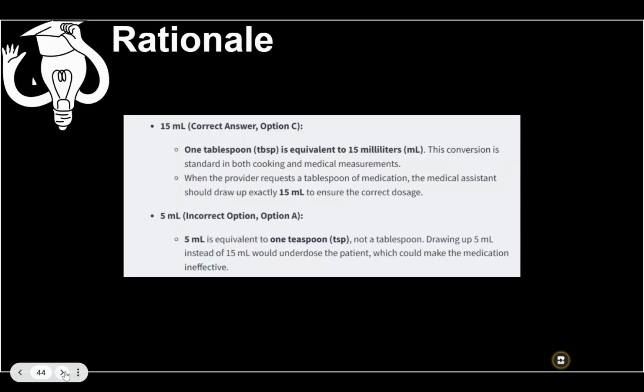Now, 1 tablespoon is equivalent to 15 milliliters. This conversion itself is standard in both cooking and medical measurements. If you guys are thinking about the cooking aspect, in most of our kitchens, we have 2 different size spoons. We have the big spoons and then we have the little spoons. The big spoons are what we call the tablespoons, while the small spoons are what we call the teaspoons. Now, again, remember, tablespoon is equivalent to 15 milliliters, while those little spoons, the teaspoon, is equivalent to 5 milliliters. So make sure not to get those two confused.